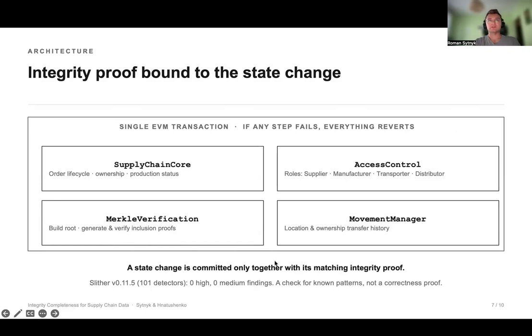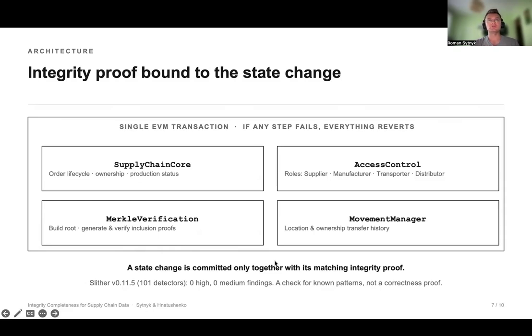The architecture implements Model C as follows. The design goal is that the integrity proof is produced together with the business operation, not as a separate optional step. The system uses four smart contracts for that. Supply chain core handles the order lifecycle, access control handles the four roles, Merkle verification builds the tree and verifies proofs, and movement manager records the location and ownership history.